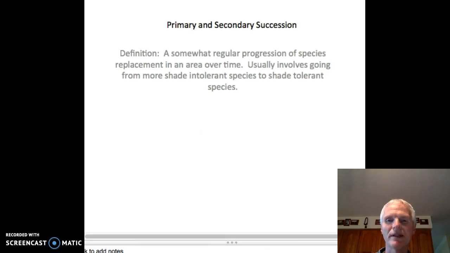This is going to be short and sweet. This one is on succession. There are two kinds of succession: primary and secondary, and we will learn about the differences in the next slides. But in a nutshell, succession is a change in the plant species that occupy an area over time. Typically it goes from shade intolerant species, which basically like the sun, to shade tolerant species, which basically can grow more in the shade. So here's the next slide.